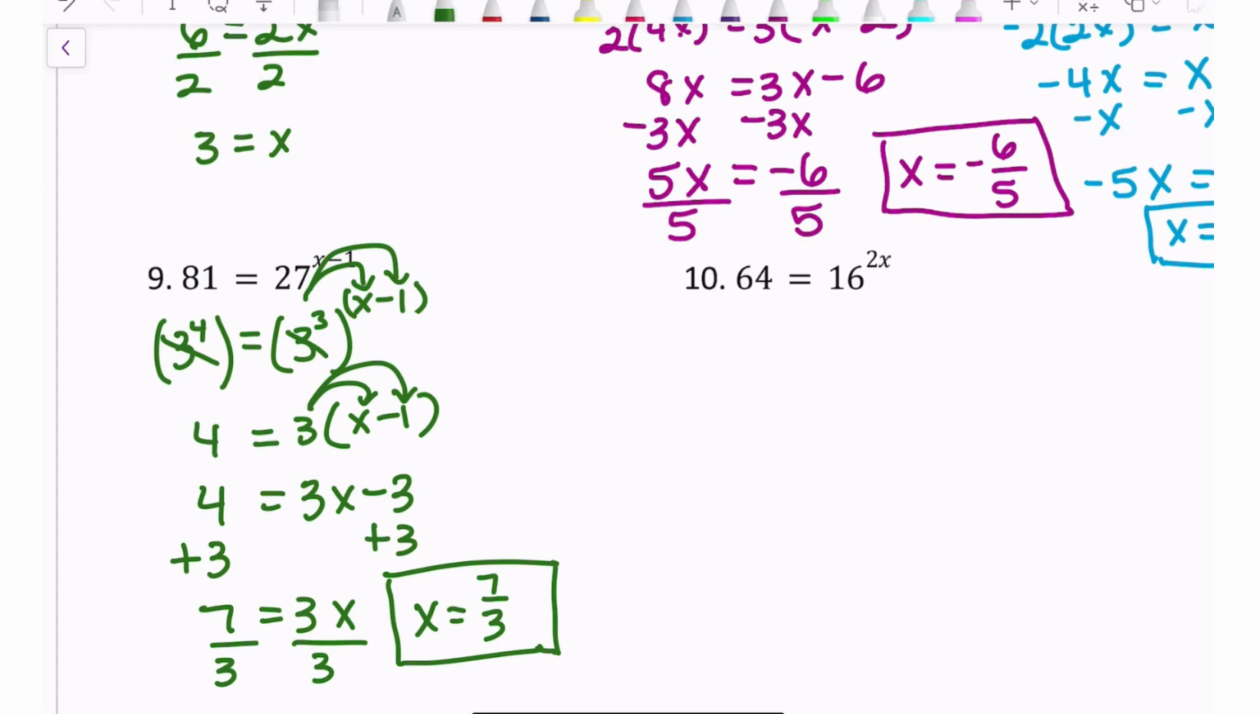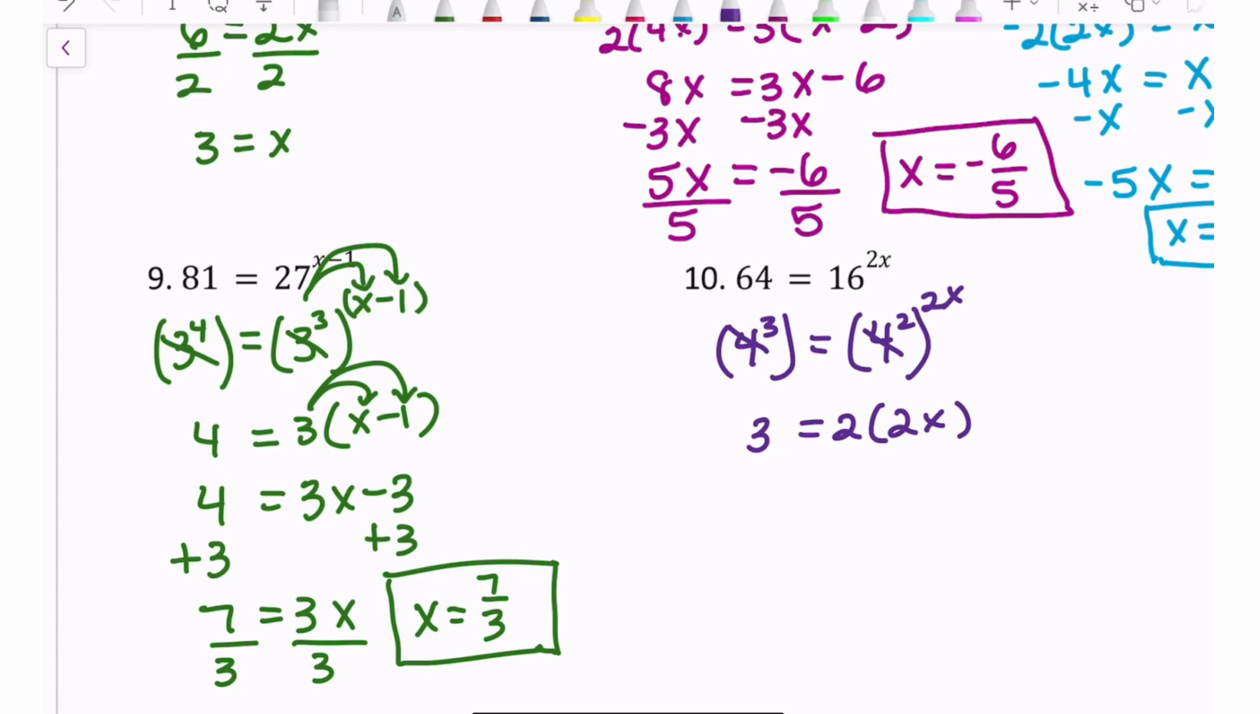All right, number 10. We have a 64 and a 16. I know 4 squared is 16. I also know 4 to the 3rd is 64, but you could guess and check using your calculator. So I'm going to rewrite this as 4 to the 3rd. I'm going to rewrite this as 4 squared. I can drop these bases. 3 is 2 times 2x. I'm just multiplying because it's power to a power. 2 times 2x is 4x. Divide by 4. And x is 3/4, or you could say 0.75. Same thing.